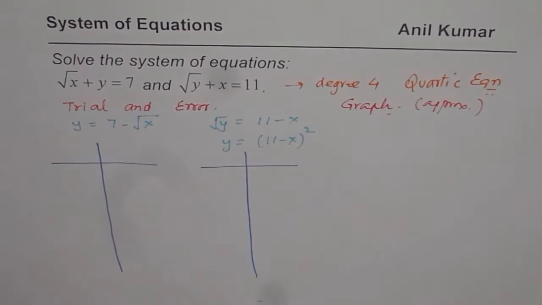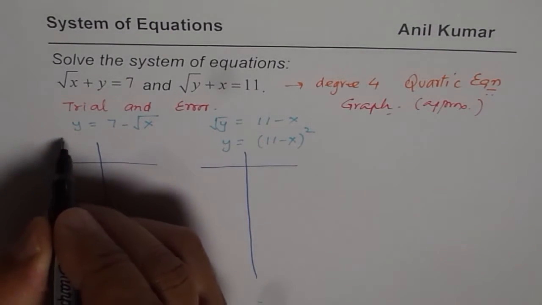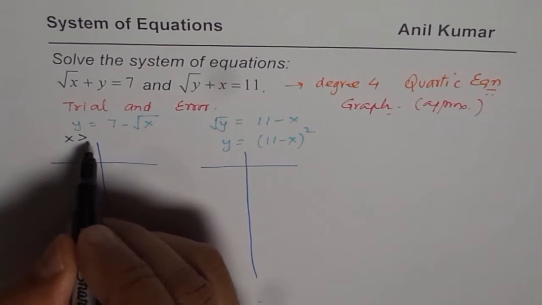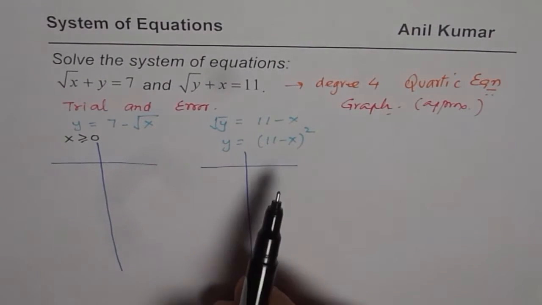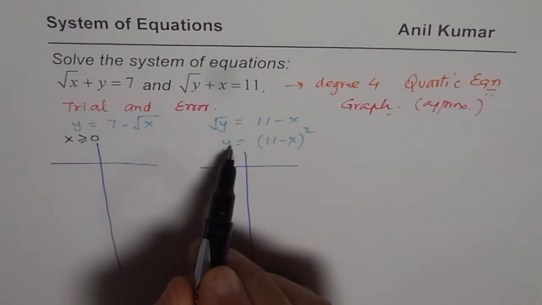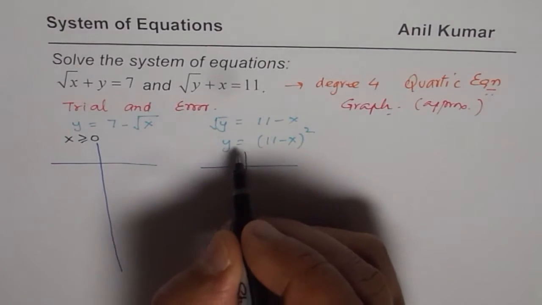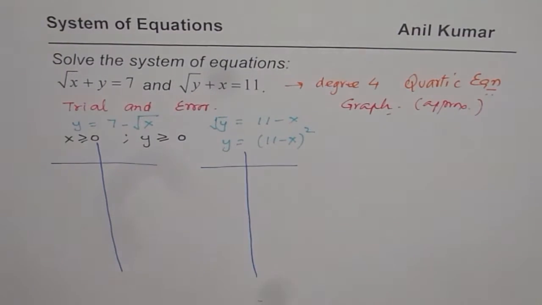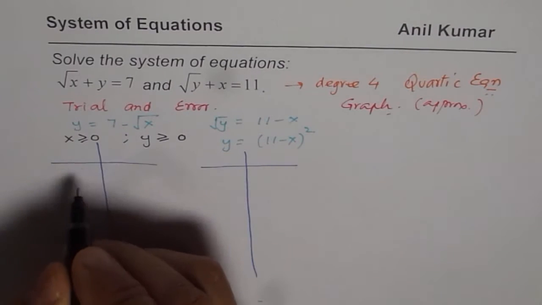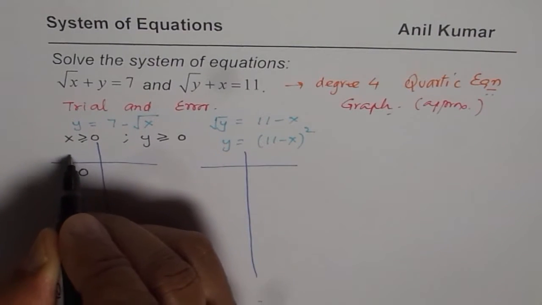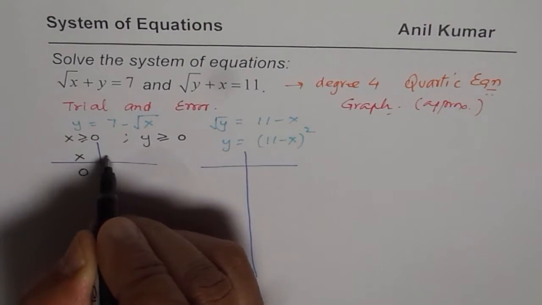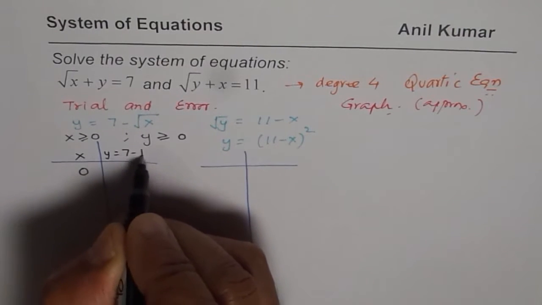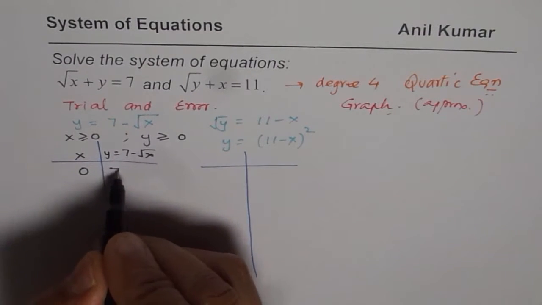Now it is very clear from the equations that x has to be greater than or equal to 0, right, for both the equations. And we are expecting y also to be positive, so y is also greater than or equal to 0. So let's take some values of x. If I take x as 0, for the first one, y equals 7 minus square root of x, we get 7.